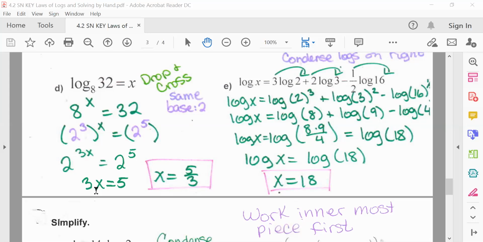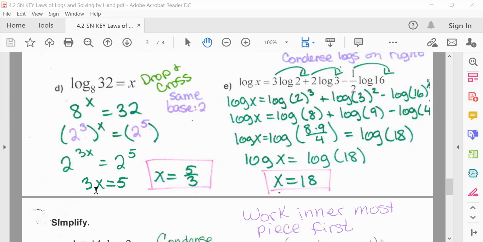Okay, now we have the power of 3x has to be equal to 5. Those exponents have to be equal because we made the bases the same. For that equal sign to be true, the exponents have to be the same as well. Are we good?